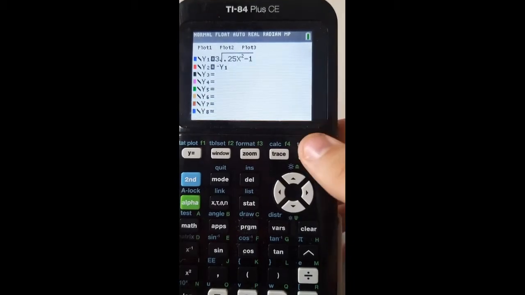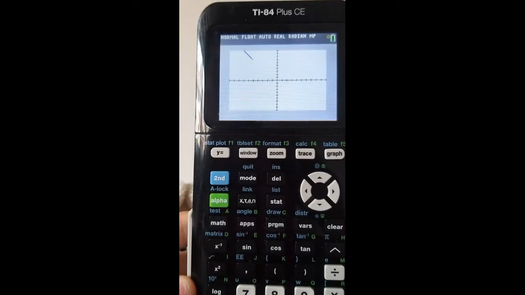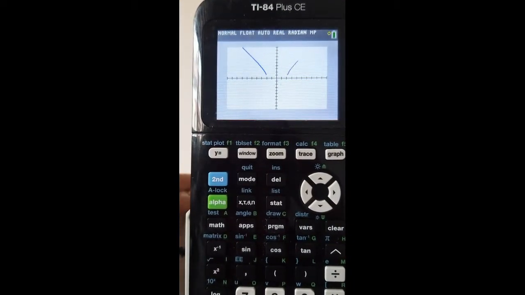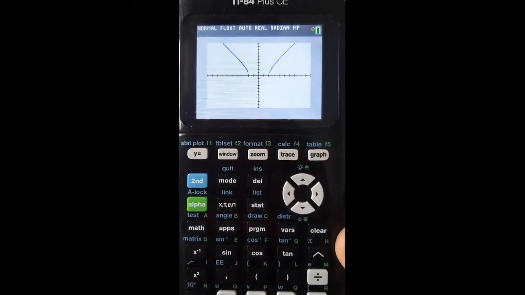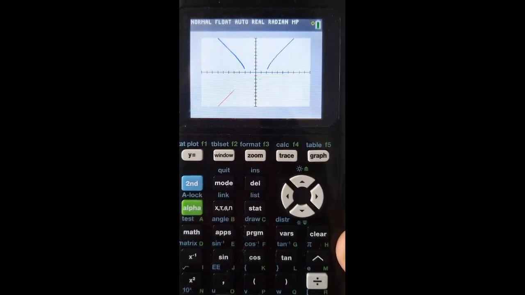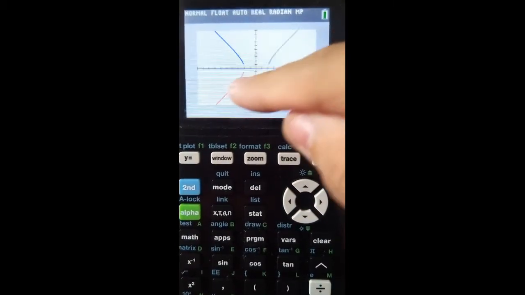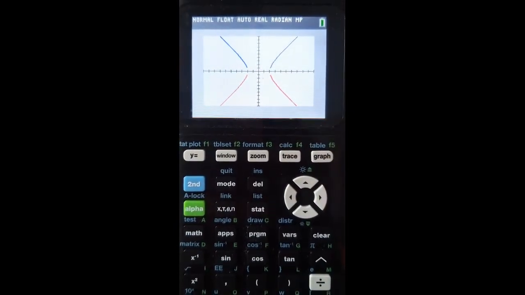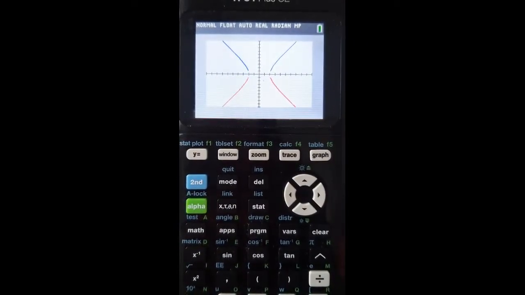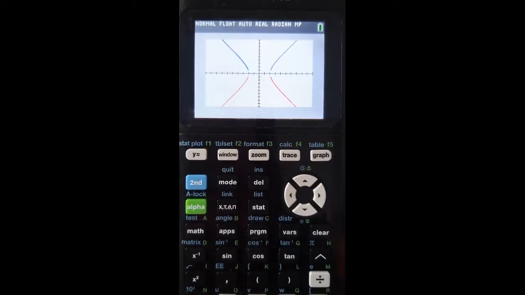So we're going to sketch the graph now and we're going to see something rather interesting. You notice the blue graph is the positive y, and the red graph is the negative y. And you notice that there's a gap in between, right? Even though this is a hyperbola, why is there a gap in between? The idea is that the GC is not accurate, right?